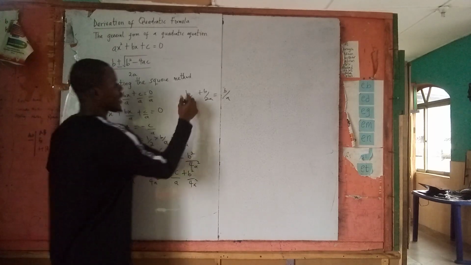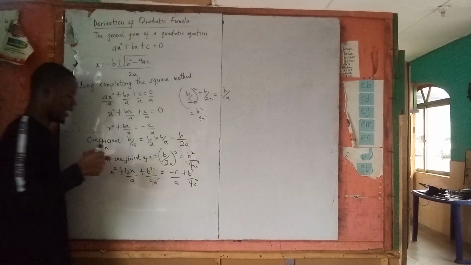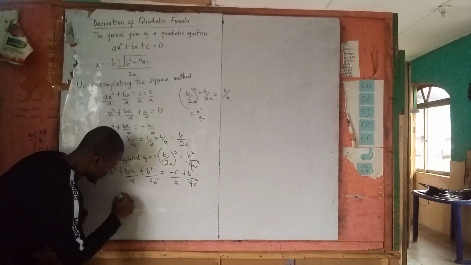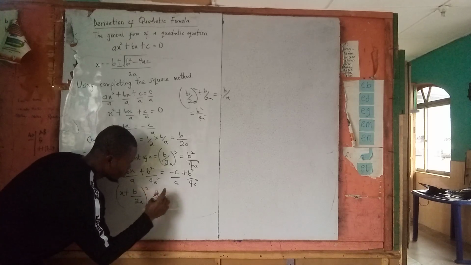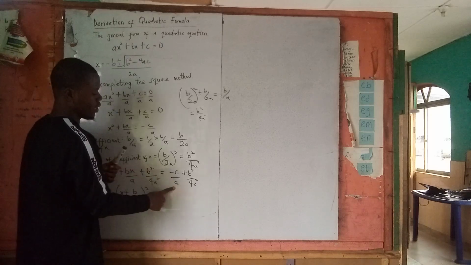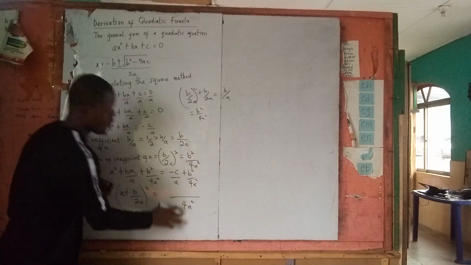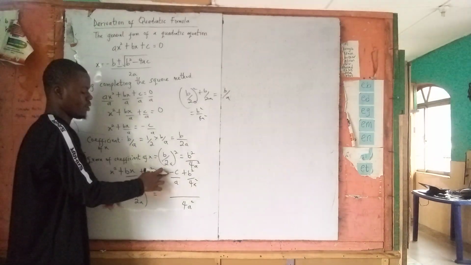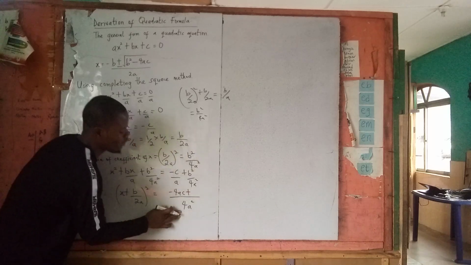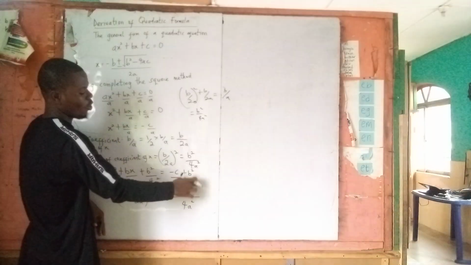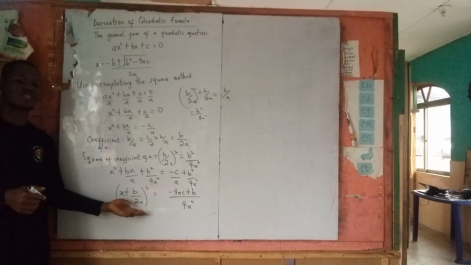And when you multiply this one, what does it give us? It gives us b squared over 4a squared, and it will be there. So you just have x plus b over 2a all squared to be equal to what? The LCM of 4a squared and a is 4a squared. So 4a squared divided by a is 4a. 4a times minus c is minus 4ac, plus 4a squared divided by 4a squared, that is 1. 1 times b squared, that is b squared. So this one now you can check if it is correct or not.